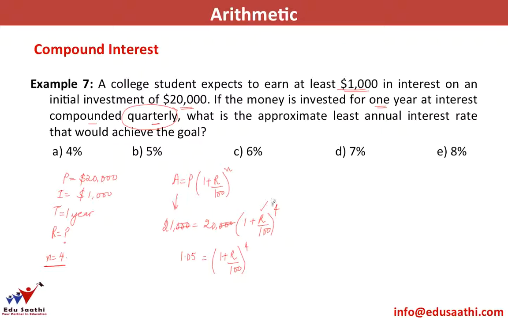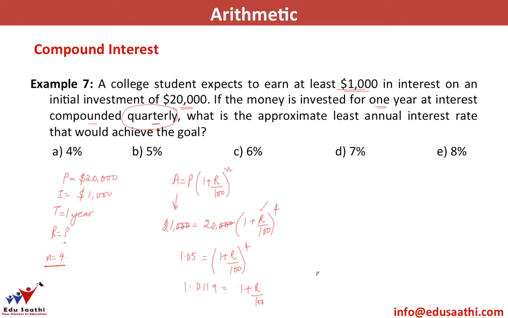Now there are 2 options that I have. One is I can take the 4th root of 1.05 if that is possible. So I'll take 1.05 and I'll take the 4th root. 4th root means you take the square root and again you take the square root of this number. So you can do that thing. If you once take the square root, it is coming out to be 1.024. So again 1.024, you take the square root, it is coming out to be 1.0119. That will be the value of 1 plus r by 100.